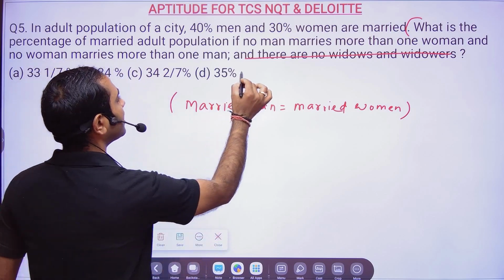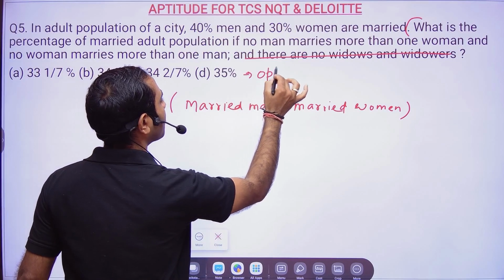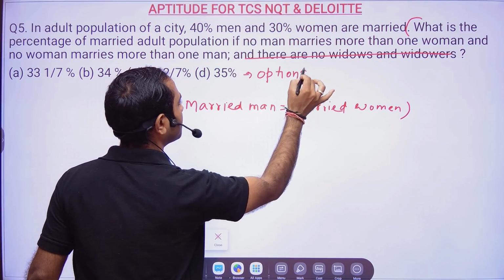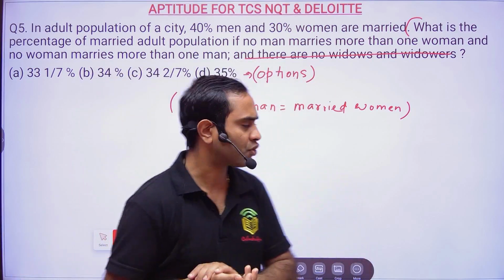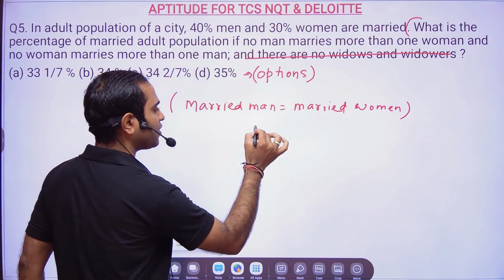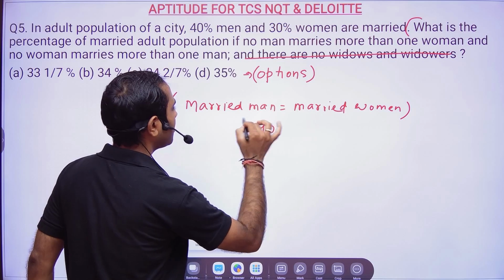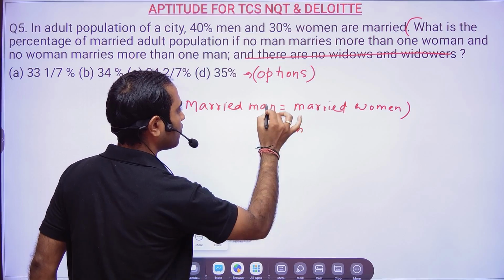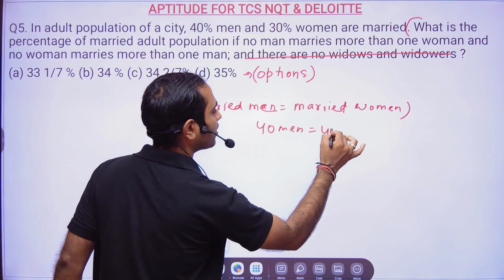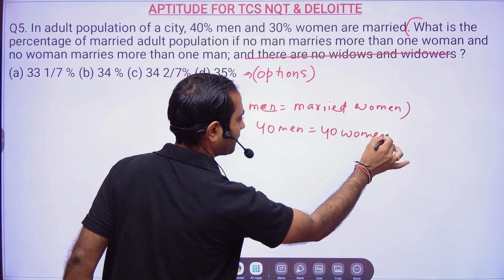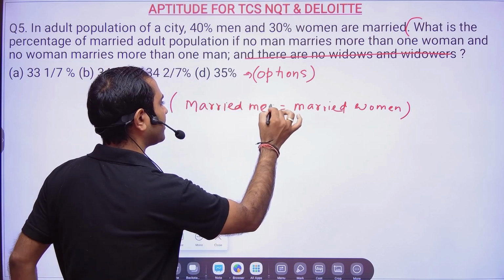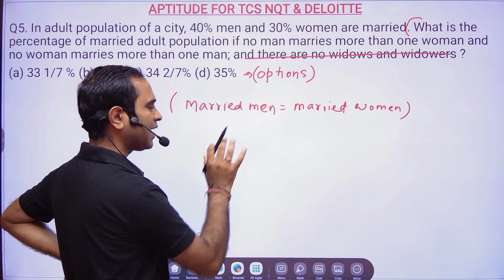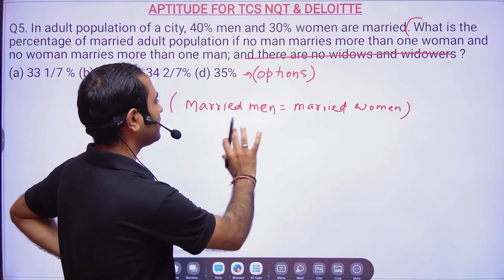Your options are given in terms of percentage. When your options are given in terms of percentage, my dear friends, then you can assume any value and solve the question. So what I wanted to say is, if there are 40 men, then there will be 40 women who are married. Now what I am going to do is equate this. I'm just thinking what value I should choose so that this will be equal.